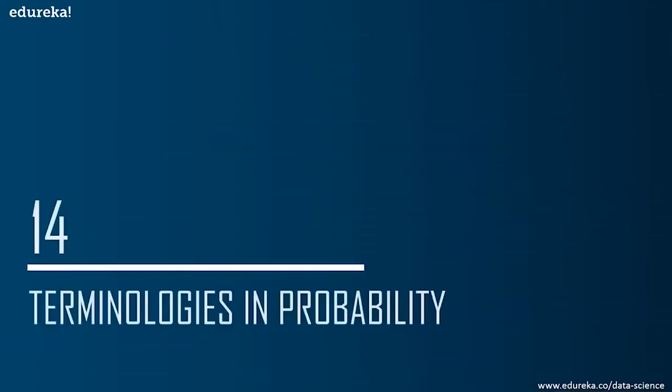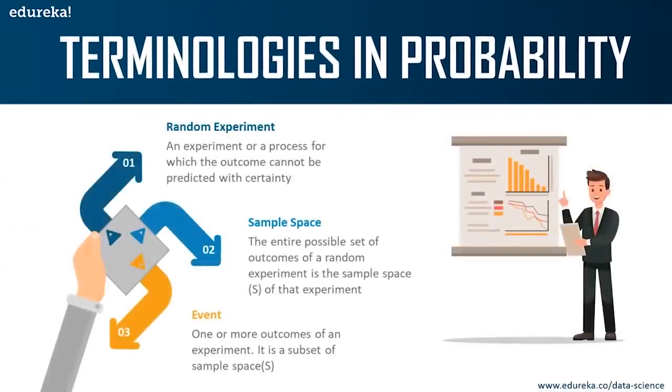Now let's understand the different terminologies related to probability. There are 3 terminologies that you often come across when we talk about probability. We have something known as a random experiment. It's basically an experiment or a process for which the outcomes cannot be predicted with certainty. All right, that's why you use probability: to predict the outcome with some sort of certainty. Sample space is the entire possible set of outcomes of a random experiment. An event is one or more outcomes of an experiment.